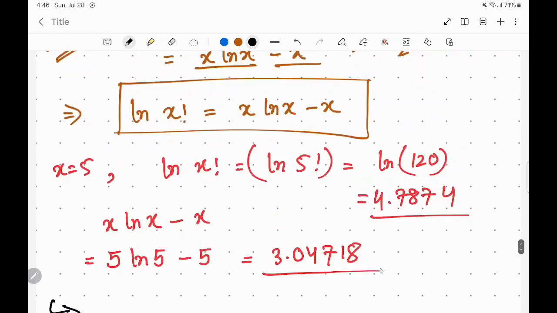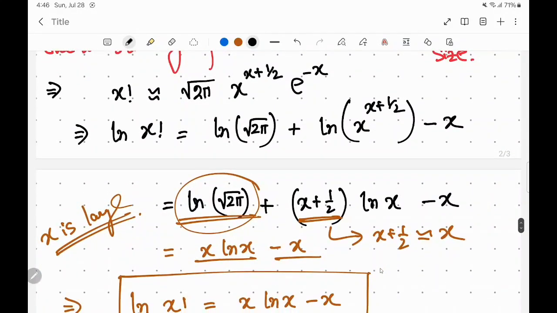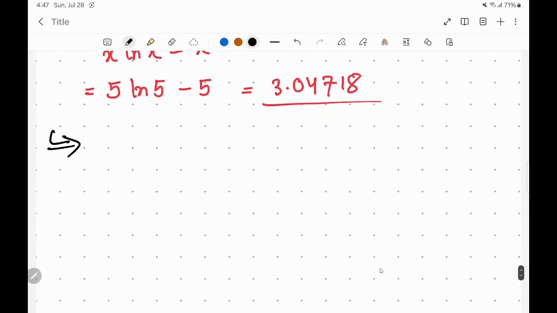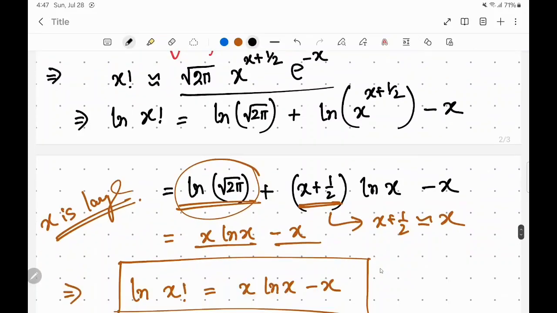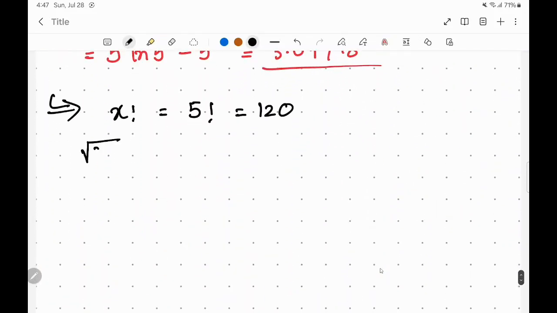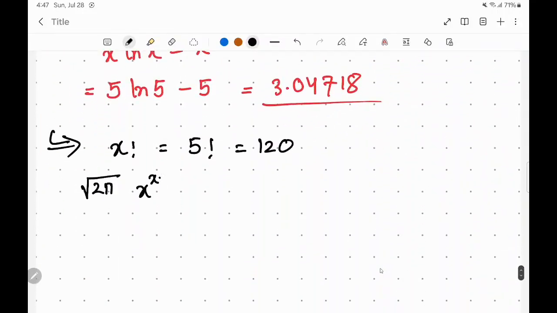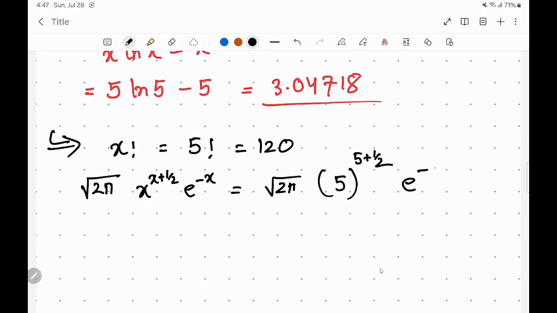According to that formula, this is the formula for x factorial. In that case, x factorial is essentially 5 factorial, which is 120. And Stirling formula says that this will be the value: root over 2 pi, then x into x to the power half into e to the power minus x. So it will be root over 2 pi, 5 to the power 5 plus half, into e to the power minus 5. So now if you calculate this value, what will it be?